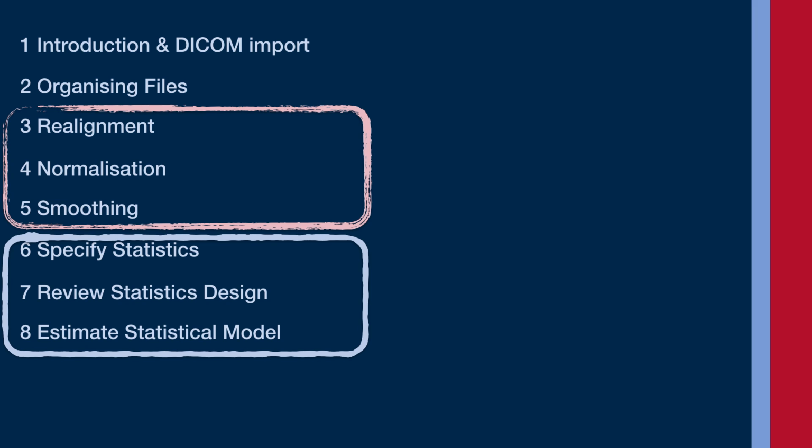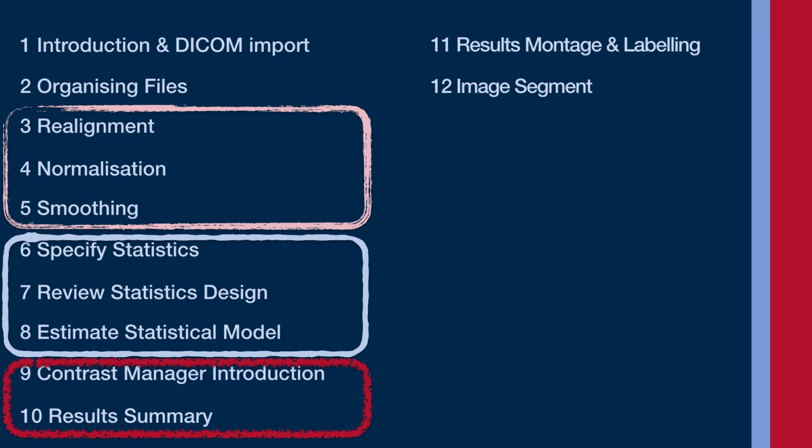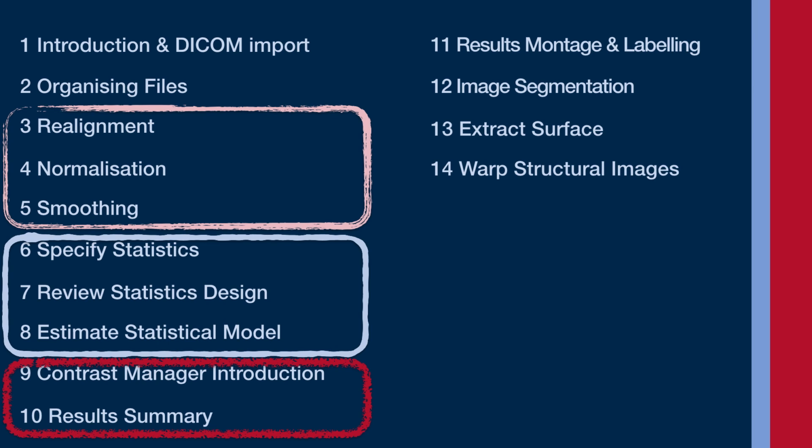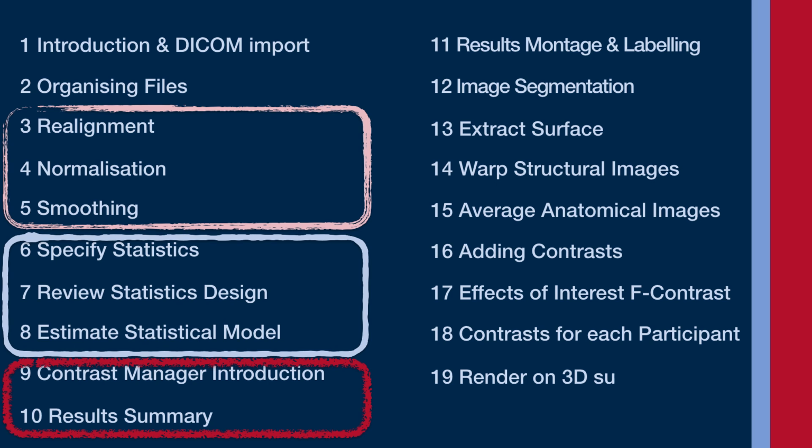And once we've estimated the statistical model, we'll proceed to quickly looking at the contrast manager to set up a t-contrast to look at the difference between faces and non-faces, and a very quick summary of that. After those basic stages, there's lots of different other stages looking at different ways of viewing images, adding extra contrasts. None of these are in a particularly logical order, they're just extra things it's a good idea to know about.